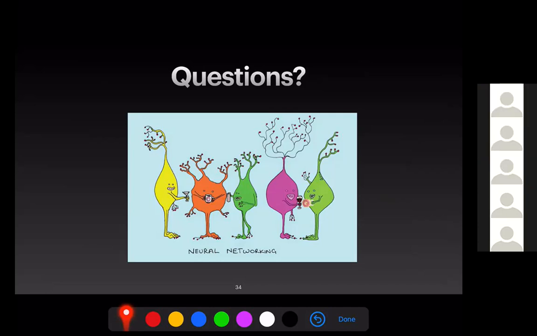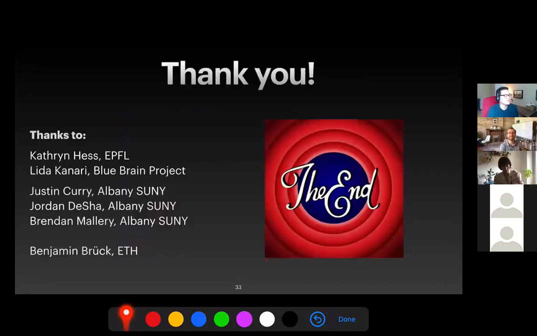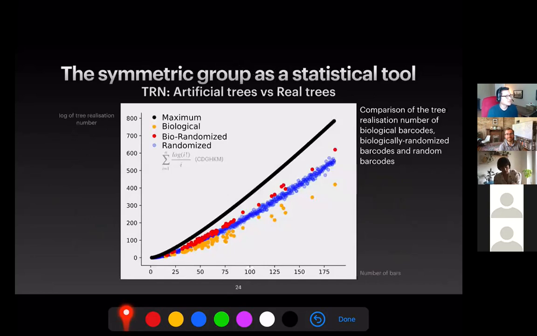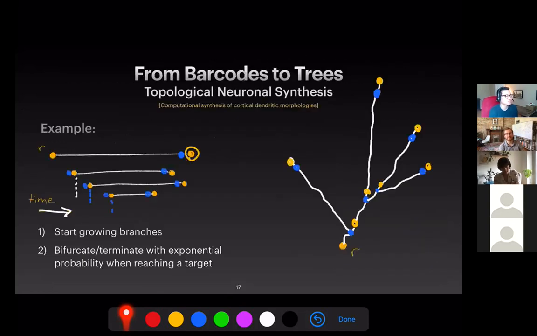I just have a quick question. At some point in slide 20 or 19, you mentioned that you can generate neurons from barcodes, and you mentioned that with lambda equals 1, it generates quite good neurons. I was wondering in what sense that is a good neuron. Is there any good criteria for that?